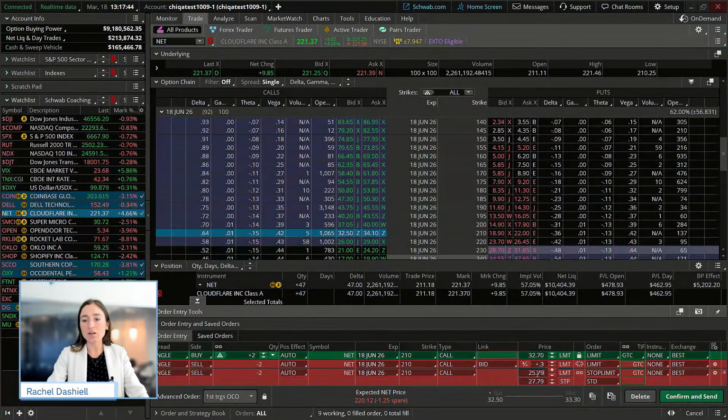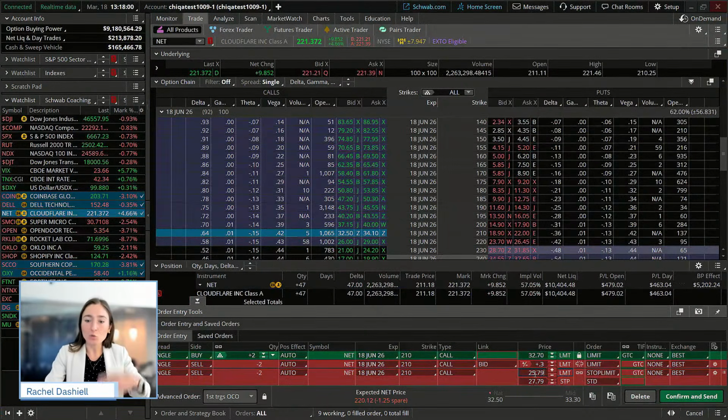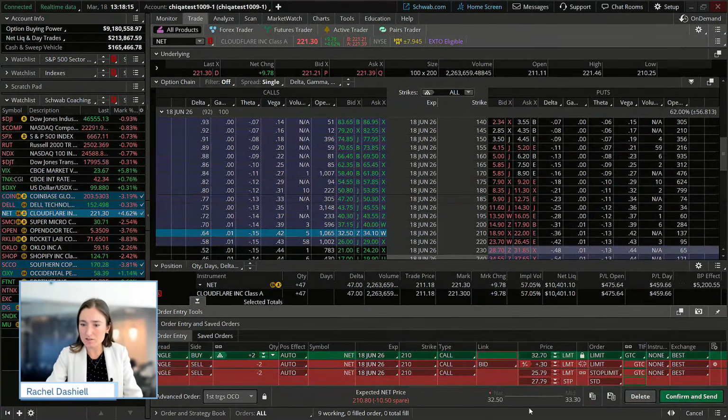Now, another thing with this type of order is there's no guarantee that you will get filled at all, especially on a stop limit, because let's say the stock does gap down overnight and it opens at a price that's much lower than expected, or the option price opens much lower because of that. There is a chance, because your limit is up there, that you may not get a fill. So keep that in mind. There's benefits and risks to each of these orders.